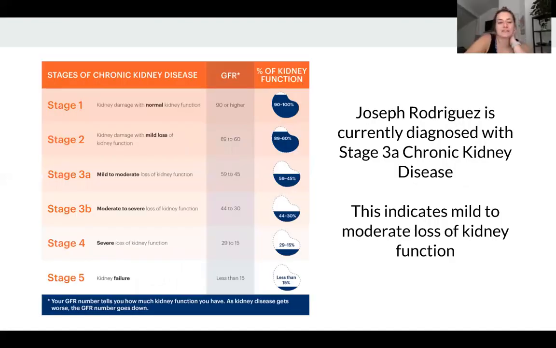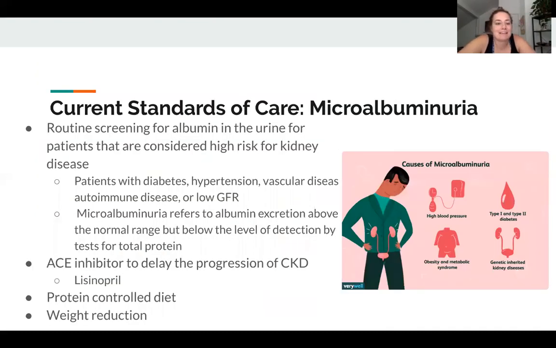All right, so here's another little chart kind of going through the stages. Right now he is about at a stage 3A chronic kidney disease. So this is moderate to mild loss of kidney function. Now we mentioned he did have microalbuminuria at his primary care checkup. So what do we do for this?